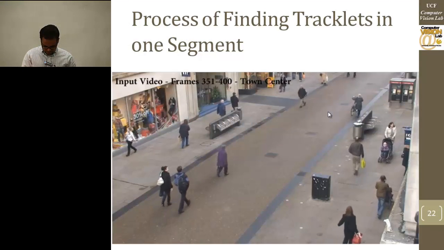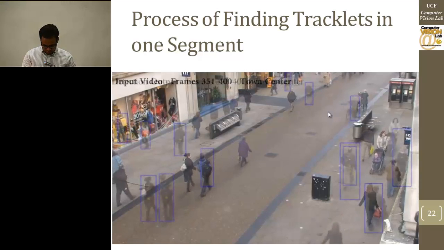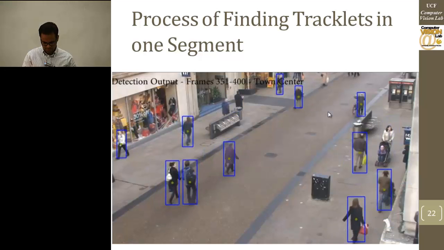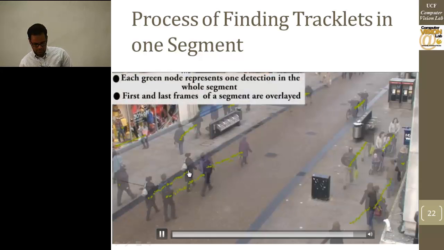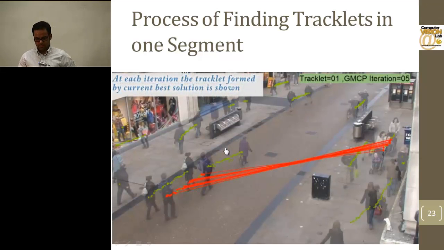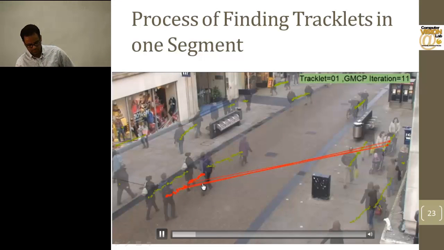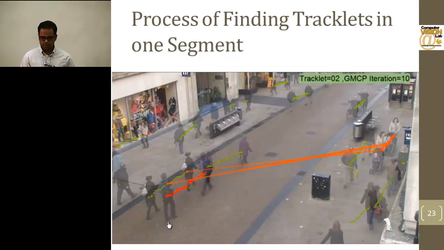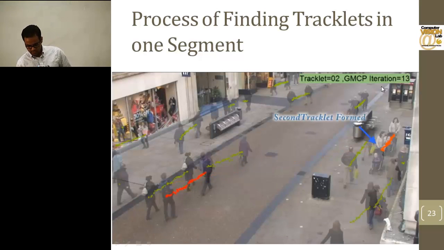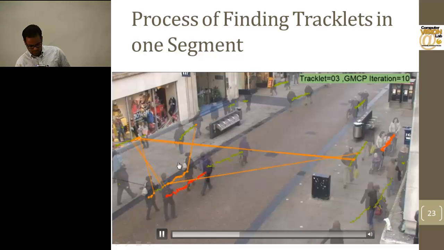You can see 50 frames of the Town Center sequence from 351 to 400 here. These are the detections. You can see the first frame of the segment and the last frame there and the detections between. Now we apply our GMCP tracker to find the tracklet of all the people in this segment. As you can see, GMCP begins with a random solution, and in an iterative way it keeps improving and improving until it converges to the tracklet of one person. At each iteration, we show the tracklet that the feasible solution forms. So the second tracklet is found, and it keeps going, the third tracklet is found, and so on and so forth.